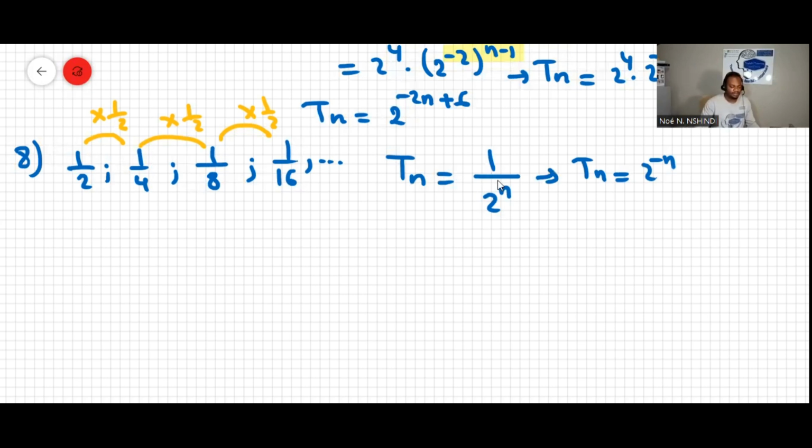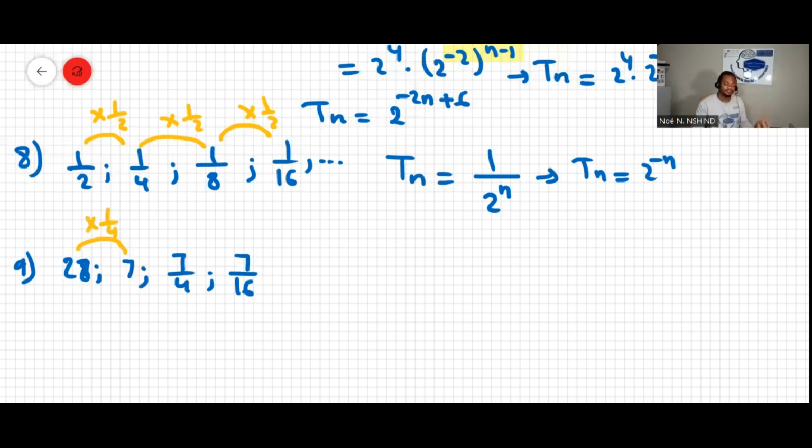Number 9 is 28, 7, 7 over 4, and 7 over 16. So I can see that from 28 to 7, we divide by 4 or times by a quarter. If you're unsure, do 7 divided by 28. So always a term divided by its previous. You see it's going to be a quarter. And then 7 over 4 divided by, it's going to be another quarter. So we times by a quarter here, or we divide by 4.